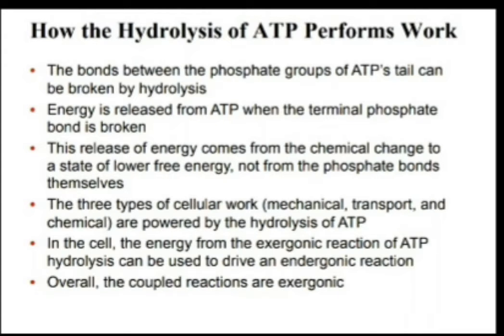How the hydrolysis of ATP performs work. The bond between the phosphate groups of ATP's tail can be broken by hydrolysis. The energy is released from ATP when the terminal phosphate bond is broken. This release of energy comes from the chemical change to a state of lower free energy and not from the phosphate bonds themselves. The three types of cellular work are mechanical, transport and chemical. These are powered by the hydrolysis of ATP.